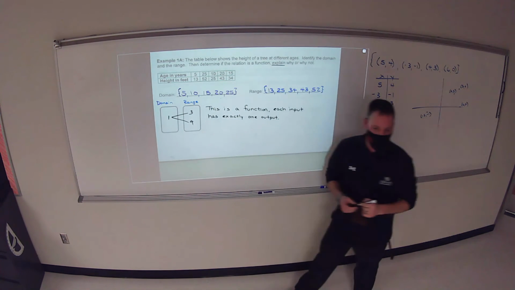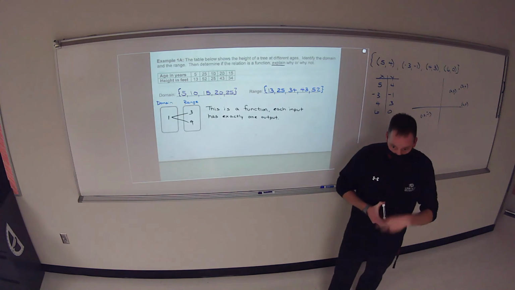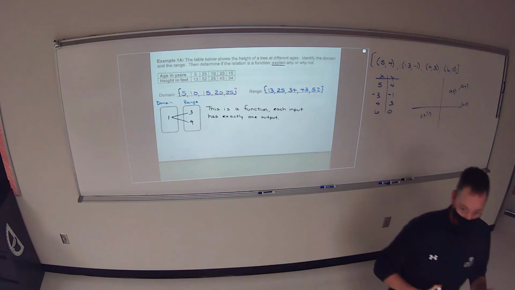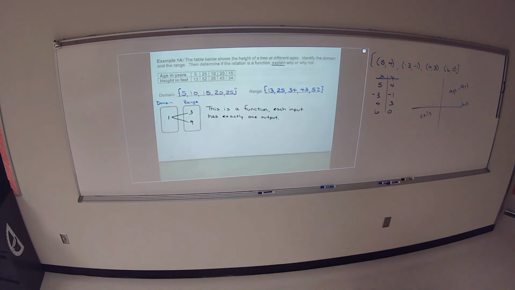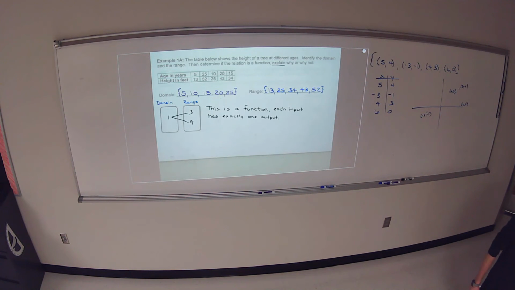Is that a function? No. Because the input of 1 has 2 outputs. This is not a function. So again, we're not worried about lines crossing, lines not crossing. This all comes back to, is this a function because each input has exactly one output?